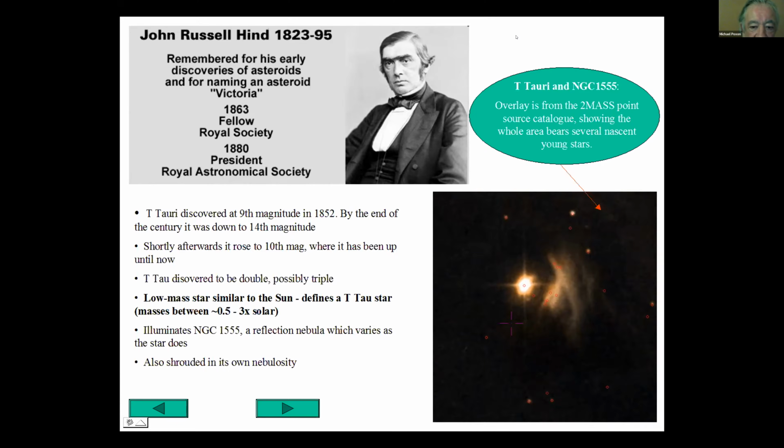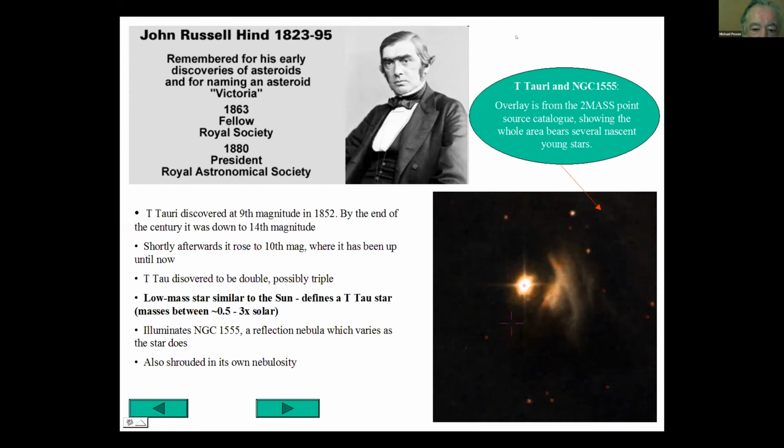What makes a T Tauri star is largely its mass. Any star with a mass less than about 2.5 to 3 times that of the sun is going to be a T Tauri star. Any more massive, and we'll have a little look later.